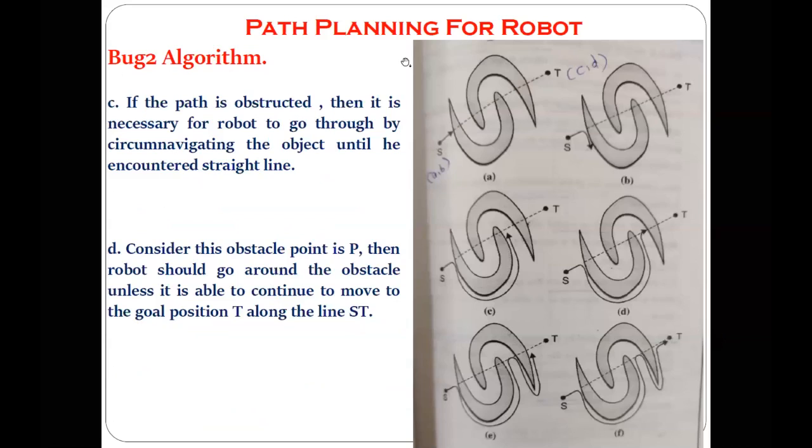Okay. And so if the path of the robot is obstructed, in the sense if in the path of the robot there is an obstacle, then it is necessary for the robot to go through by circumnavigating that particular obstacle or object until he encounters the straight line. Okay. What do you mean by circumnavigation?